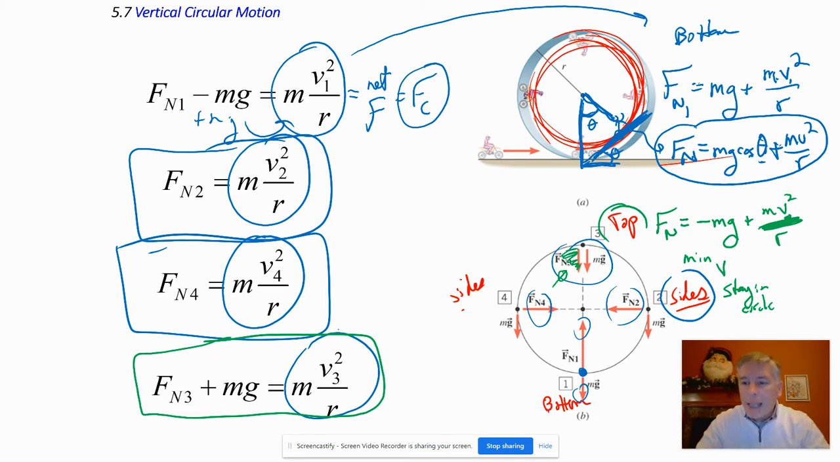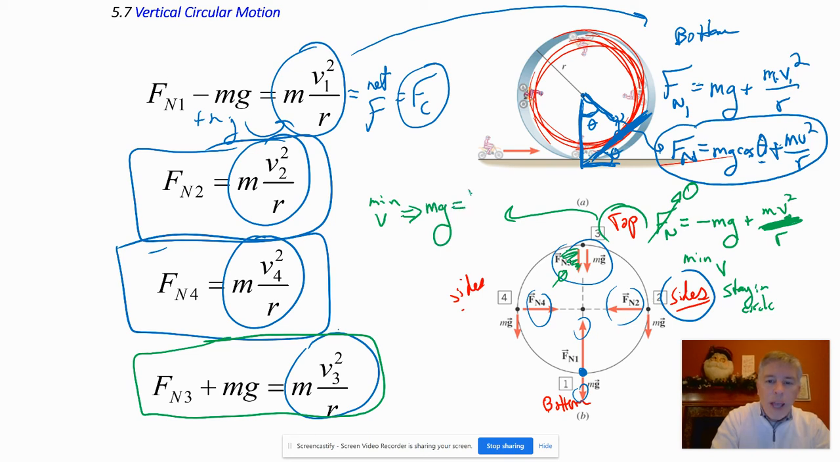If that's the case, what happens is this goes to 0, and these two quantities actually equal each other. So the neatest equation is when you're at the top, that minimum V happens when mg is going to equal mv squared over r. Hey, do you remember how I said I bet the mass is going to cancel? That's exactly what's going to happen.